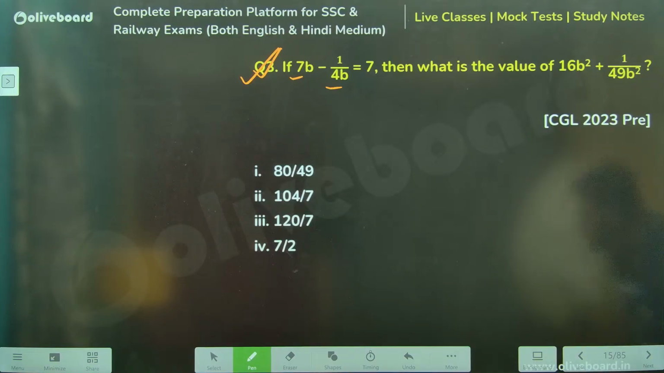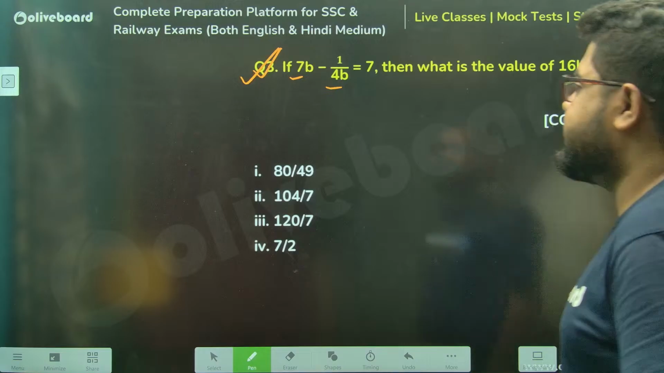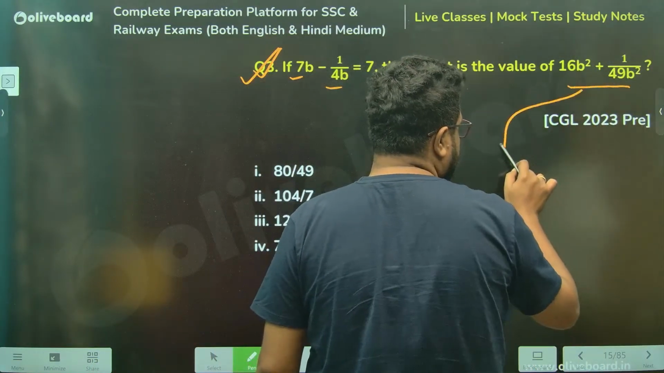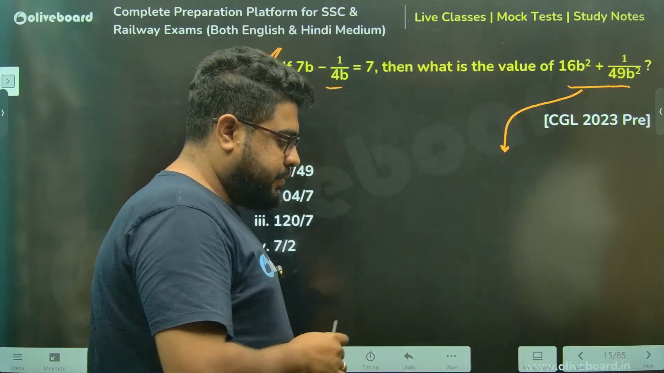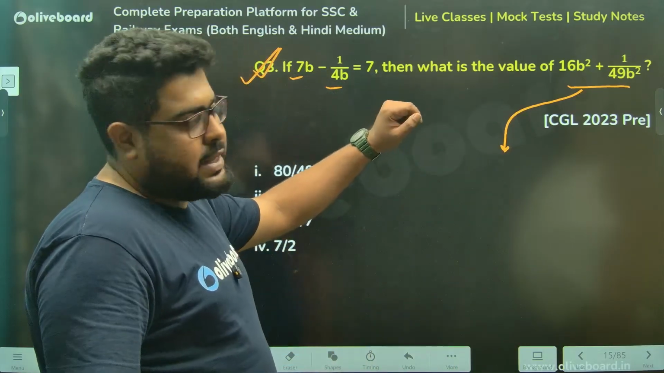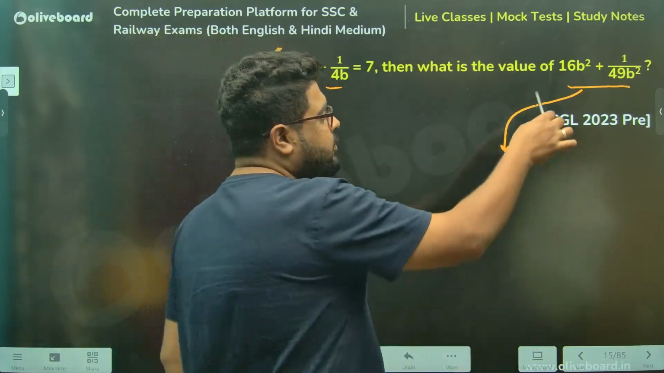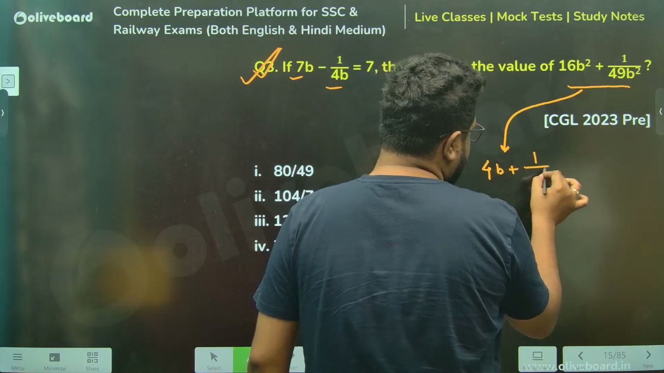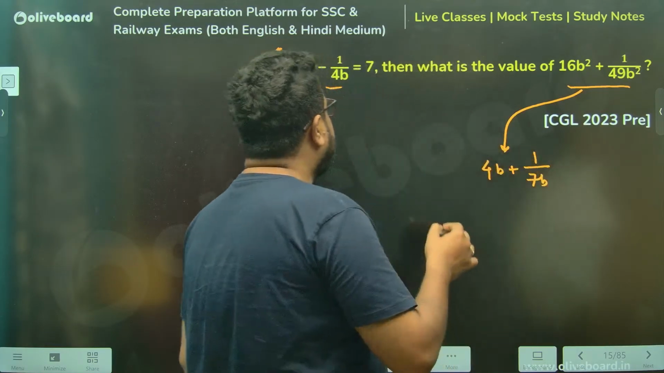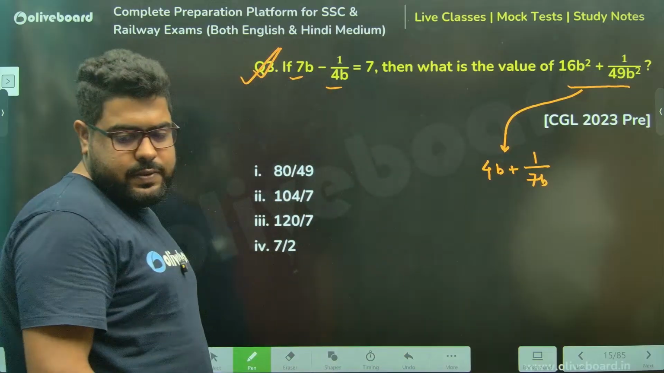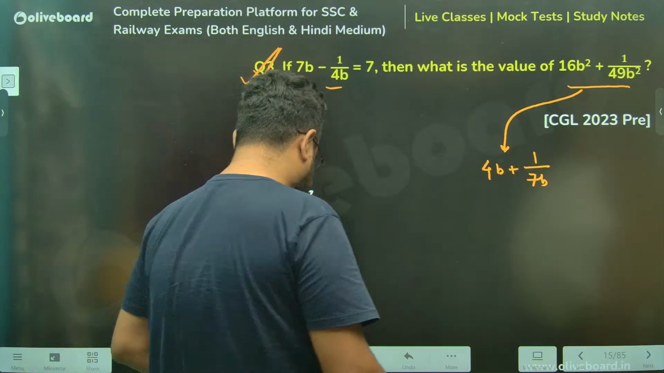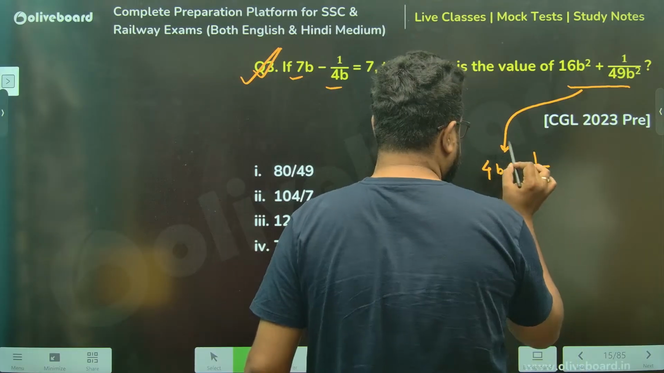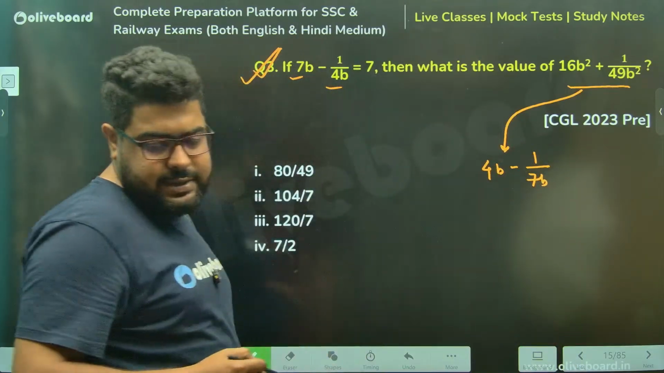No answer so far. Achha, let me help. Sir, first things first. Look at what exactly they are asking. They are asking for 4b plus 1 by 7b. But we have the opposite here, plus or minus, because from the square we get everything. So I can write minus as well, because it's minus, that's why I'm writing minus.